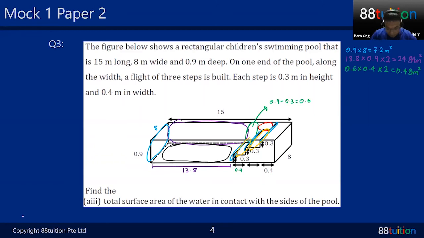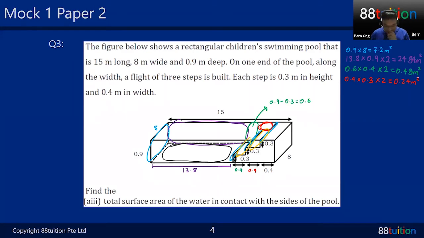Okay, and now we go up to the red color, this step. So again, the width is 0.4, and now the height is only 0.3. All right, so 0.4 times 0.3, times 2. These are the sides of the pool. 0.4 times 0.3 times 2, the front and back again, 0.24 meters square.